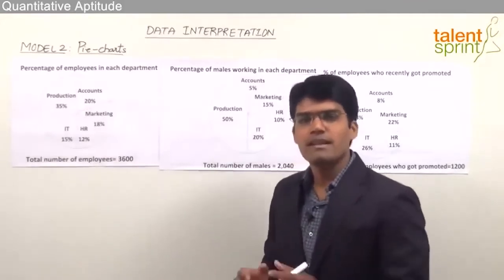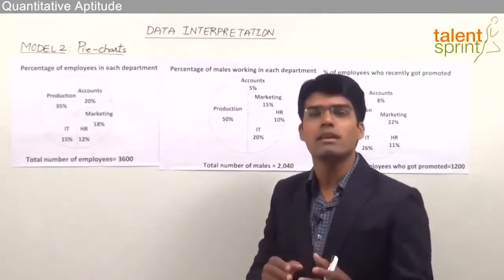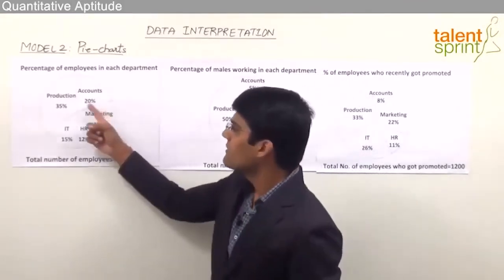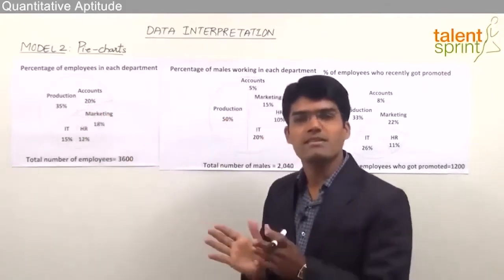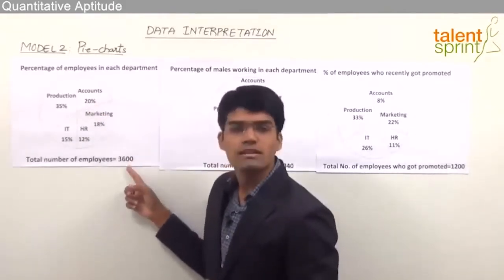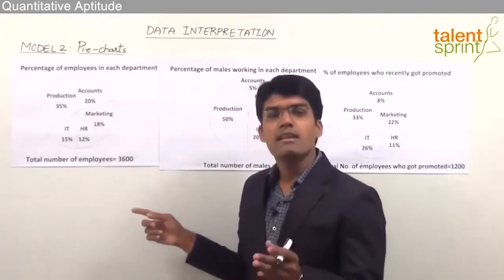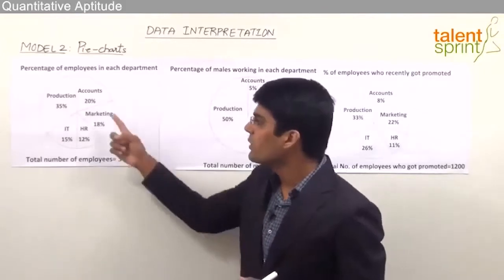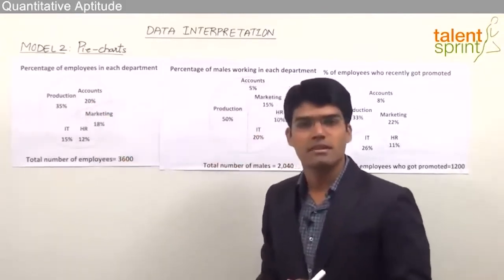For example, let's say we have to find out how many employees work in accounts department. From the given chart, we know that 20% is the share of accounts department. So this 20% is with respect to total 3,600. So we can say number of employees in accounts department is equal to 20% of 3,600.